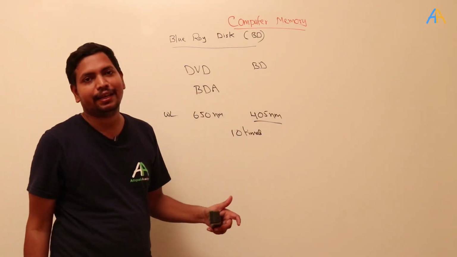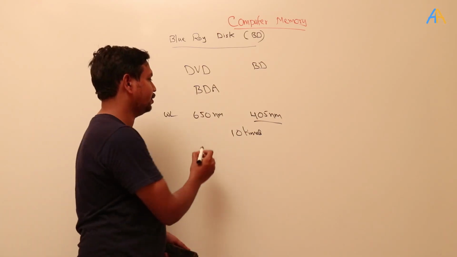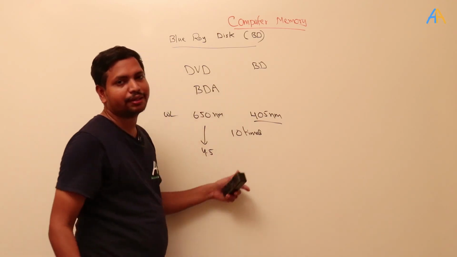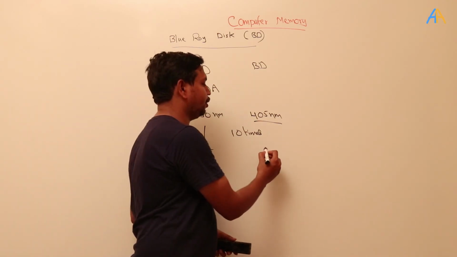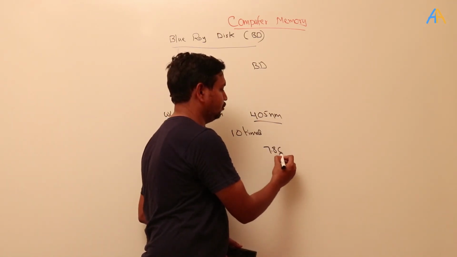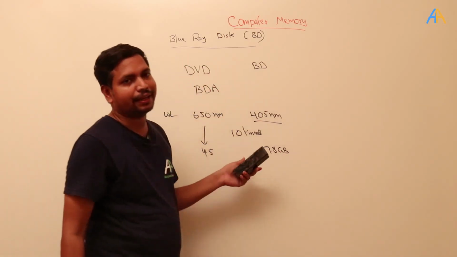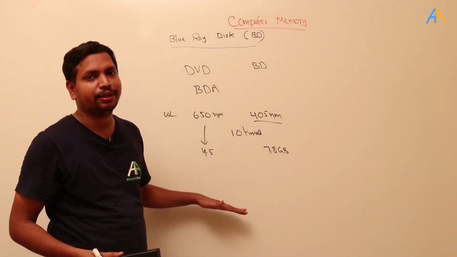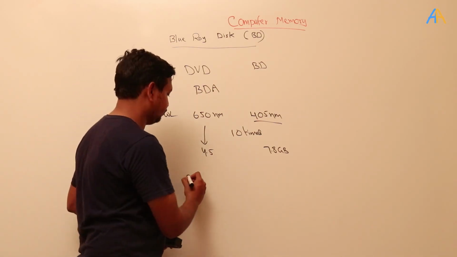Even a single layer DVD can store up to 4.7 GB, for example. Whereas a Blu-ray single layer can store up to 25 GB. And the layers in a DVD, on one side we can go up to 2 layers.